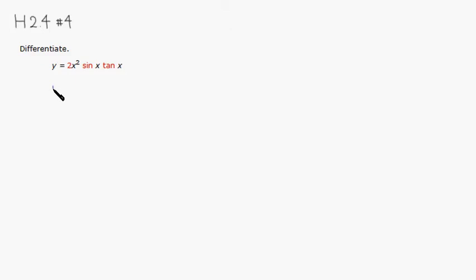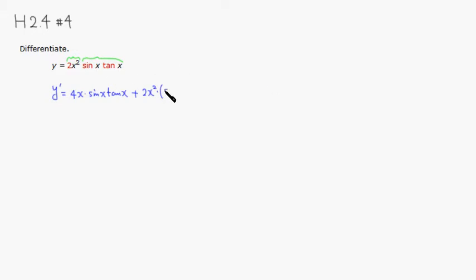So y prime is equal to... First I'm going to look at this as the first guy, and this as the second guy. The derivative of the first guy would be 4x, times sine of x, tangent of x. And plus, the first guy is 2x squared, then multiplied by the derivative of the second guy.